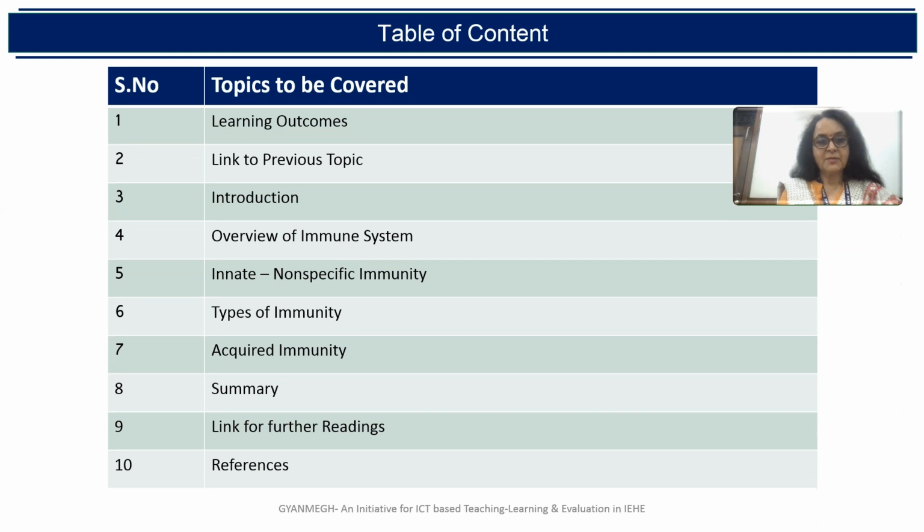The topics to be covered are learning outcomes, links to previous topics, introduction, overview of immune system, innate non-specific immunity, types of immunity, acquired immunity, summary, links for further readings, and lastly references.